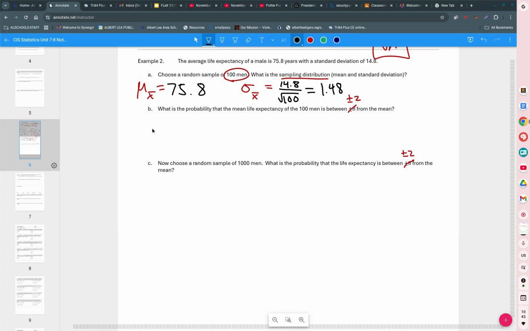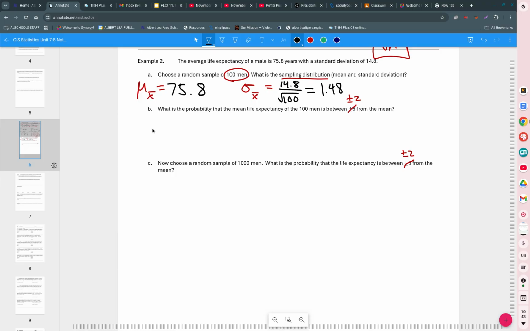Suppose we were to grab 100 men and look at their average life expectancy. I guess we're probably not grabbing men that are alive. We're probably grabbing men that died, to figure out how long they lived. You know what I mean?